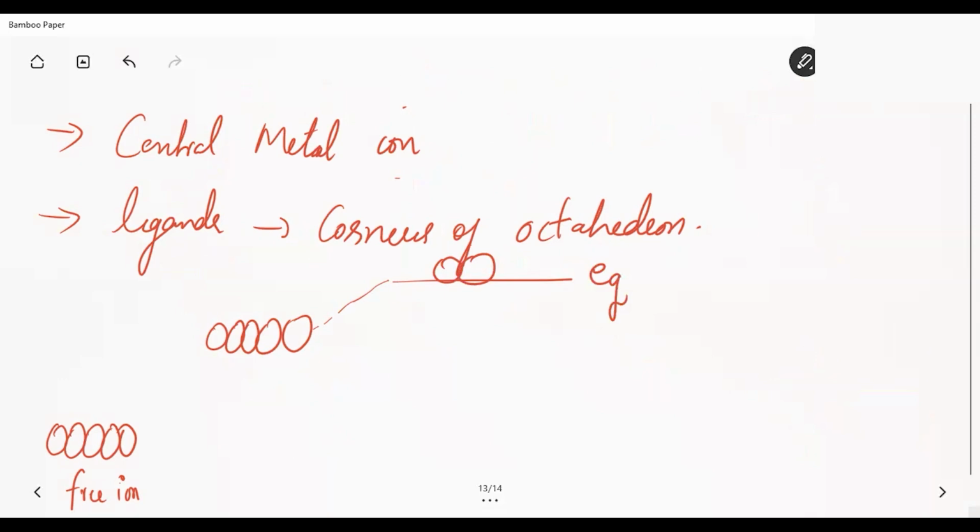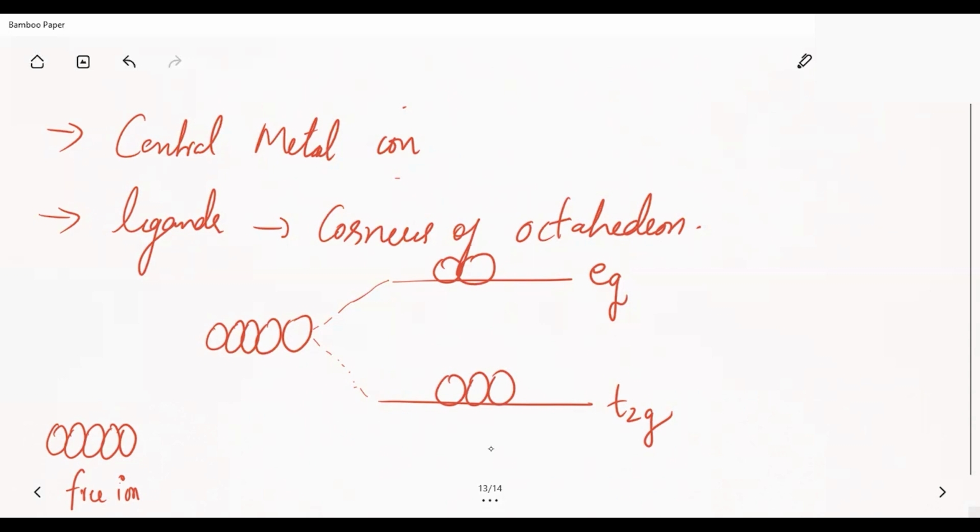Okay, the Eg orbitals. And the other set will have lower energy because they are between the axes, right? So their energy is lower. That is what you get, the T2g orbitals. That is the thing you have to understand: one is raised, that is Eg, and one is decreased in energy, that is T2g.